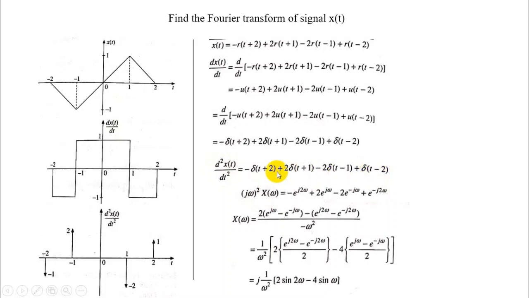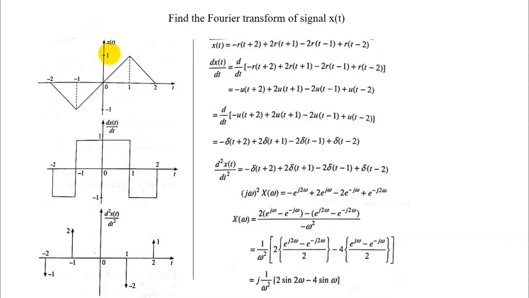And after transforming delta t as e to the power j omega, as we have discussed already in previous videos, after transforming into Fourier transform, we then need to determine the X(omega). This is the X(omega), and this is the ultimate goal: to determine the Fourier transform of x(t). So basically in this way you need to determine the X(omega) of a given signal x(t).